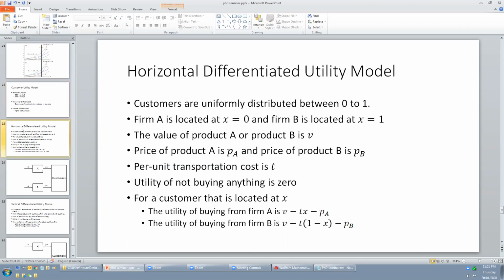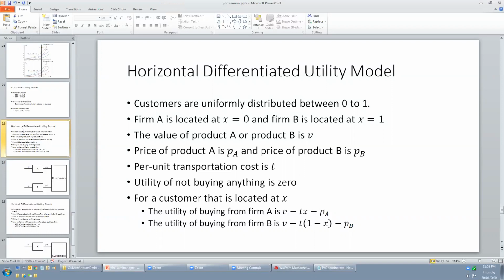So let's look a little bit more closely at the horizontal differentiated utility model. You can imagine that everyone is living on a street, and the street has a length from 0 to 1, let's say 1 kilometer. Customers are living uniformly distributed across this street. That means some people are living on the left side, some in the middle, and some on the right-hand side.